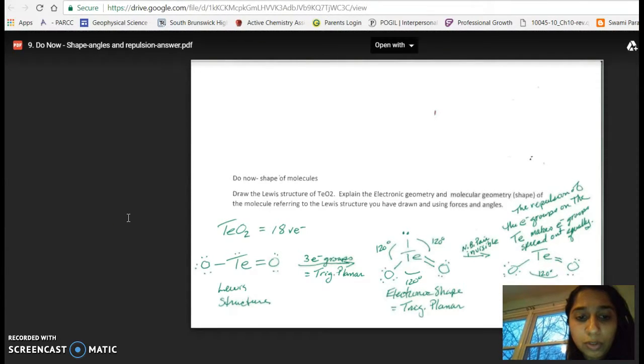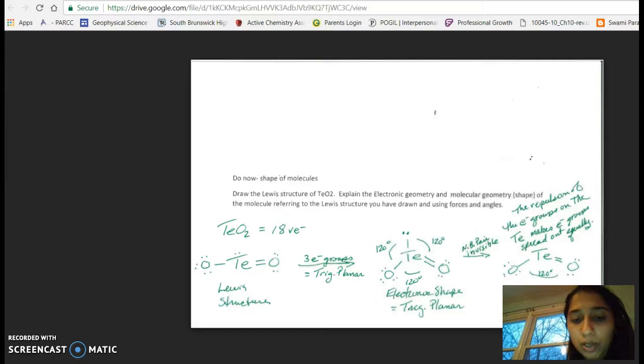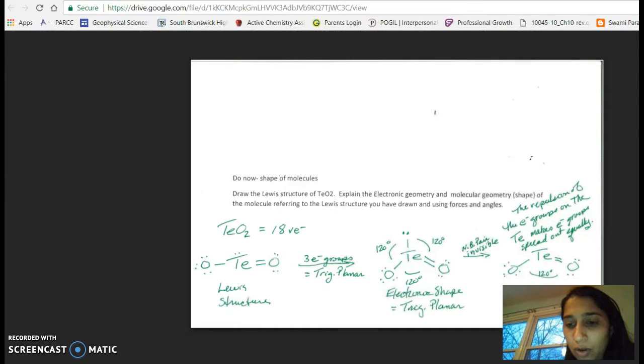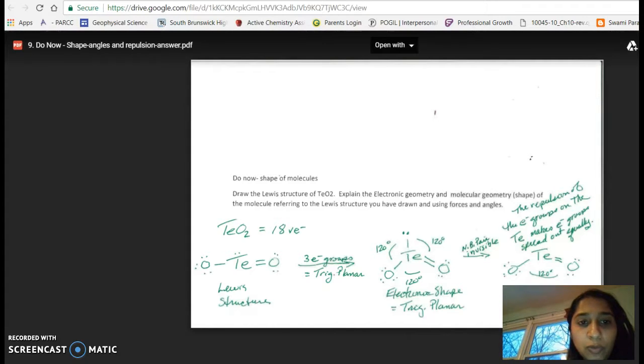You did tellurium oxide. You got a bent structure. You got a double bond. Ignore that because water does not have a double bond. It has a bent structure because the repulsion of the electron groups on tellurium makes the electron groups spread out equally. That's the same reason that you're going to give for the water molecule. Okay?